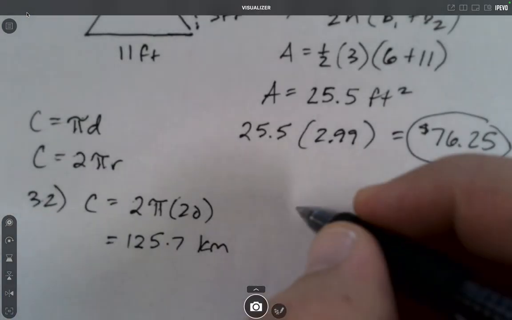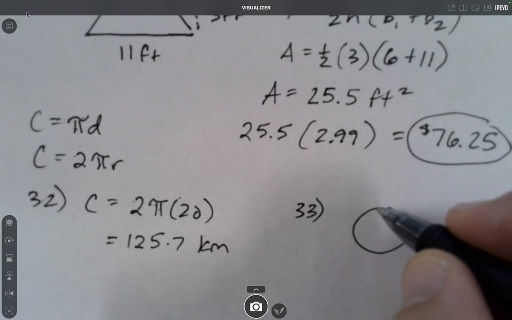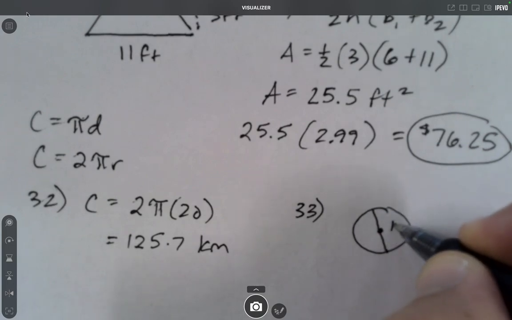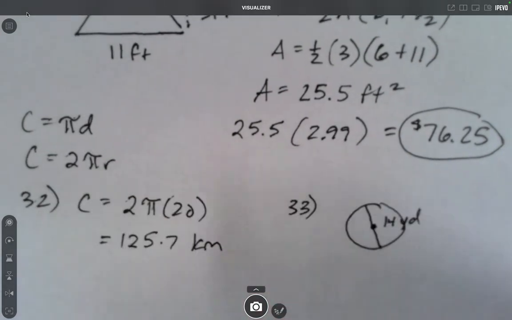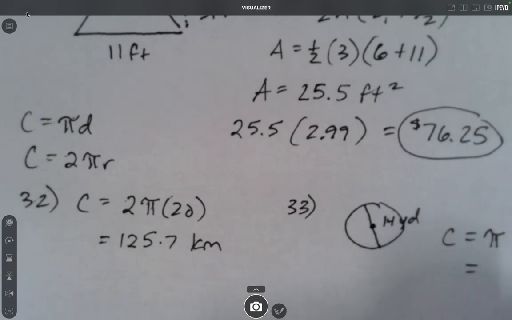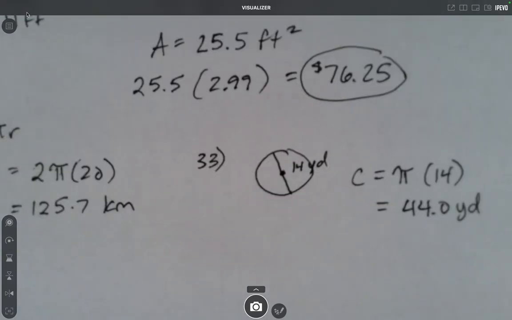Now on 33, they gave us the diameter because they gave us the distance all the way across the circle. So in this one, they told us the distance all the way across is 14 yards. So that means we use this equation, pi times d. So the circumference is pi times d, which is 14. The diameter is 14. And when we plug that in the calculator, it tells us it's about 44 yards. Sorry about that. So pi times the diameter.